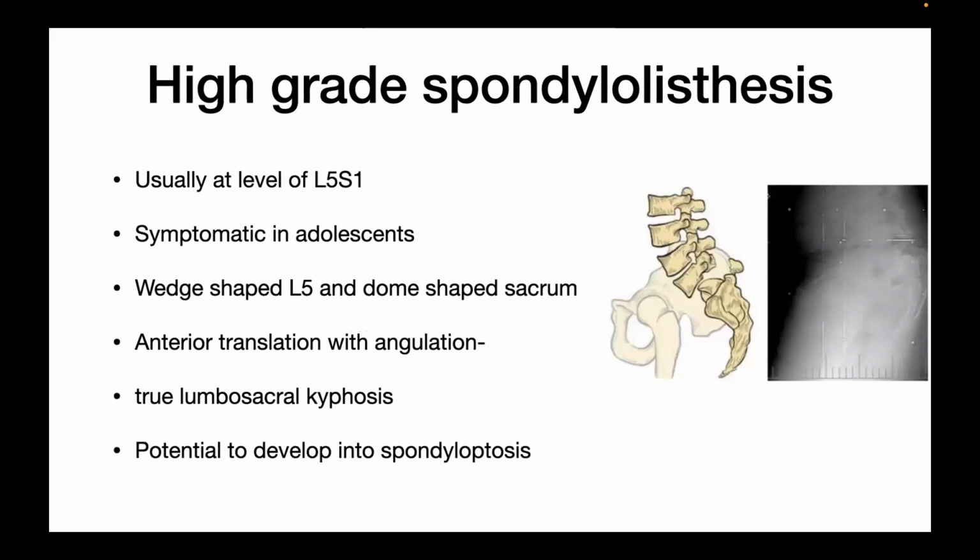High-grade spondylolisthesis usually occurs at the level of L5 and S1. It is most commonly symptomatic in adolescents. Peculiar features of high-grade spondylolisthesis mainly involve a wedge-shaped L5 vertebra, and the sacrum usually appears dome-shaped. There will be anterior translation along with angulation at the lumbosacral region. There will be a true lumbosacral kyphosis, and these patients usually have the potential to develop spondyloptosis.